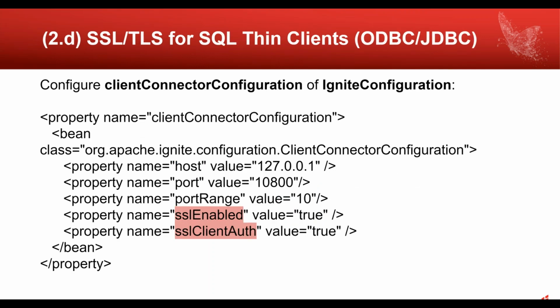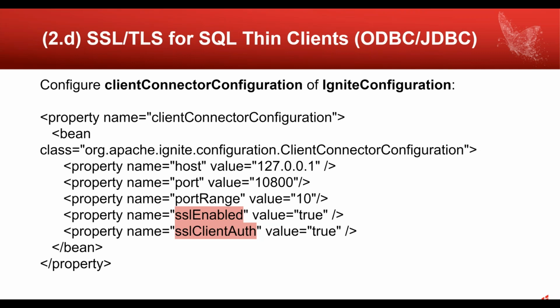For SQL thin clients like ODBC or JDBC, you need to configure another option named client connector configuration. Here you can see that we provide host and port parameters that will be used to connect to the cluster. We should also provide two properties that were marked in red. The first property is SSL enabled. It means that we will create a secure connection. The second option means that we will also validate a client certificate on the server side, so we will send our client certificate to the server.